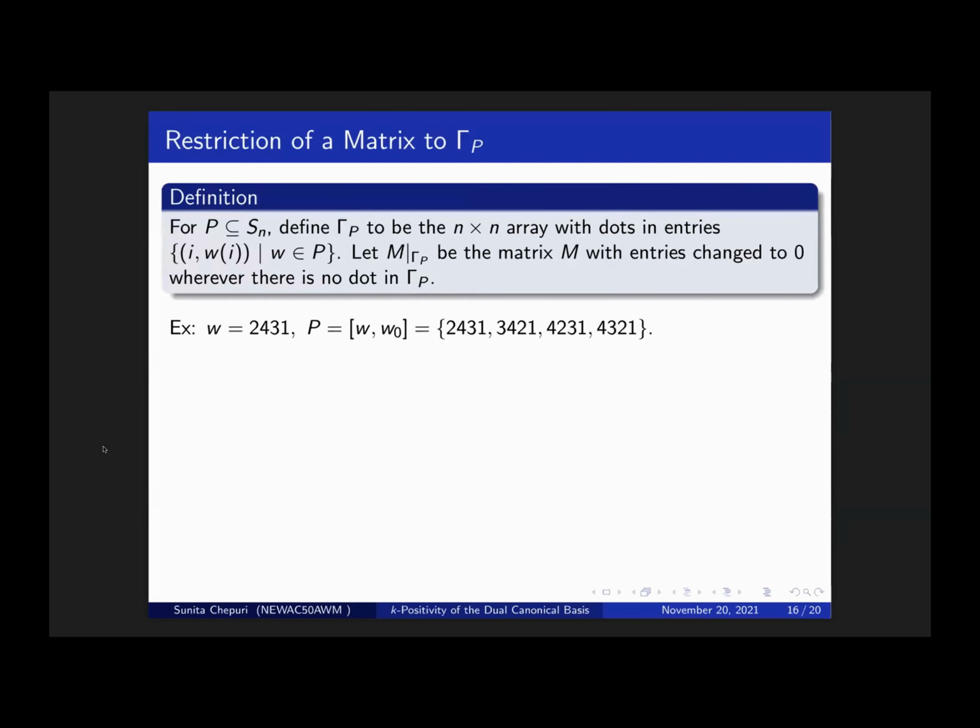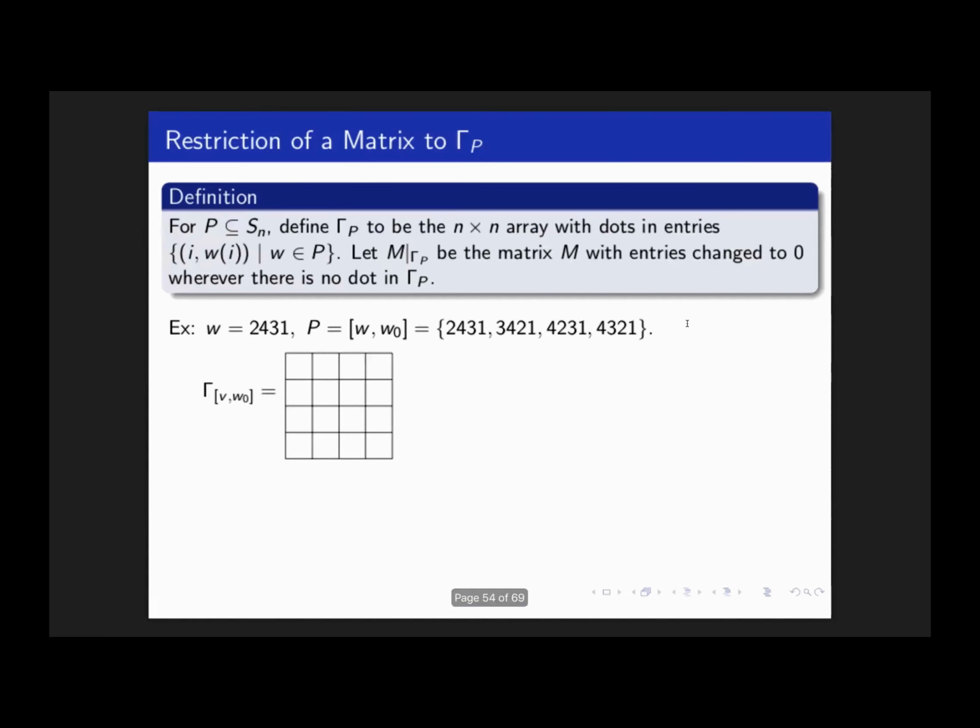So I'll just give a quick overview of the main tools that we used. The first thing we use is this construction of gamma sub P. If P is a subset of the symmetric group, so for example here P is this subset, we can describe gamma sub P by first, since all of these are in S4, so our n here is 4, we'll draw a 4x4 grid. And then we're going to put some dots in this grid based on these permutations.